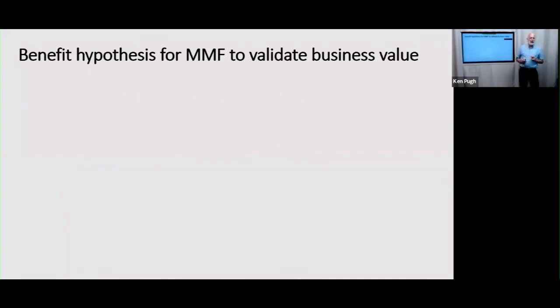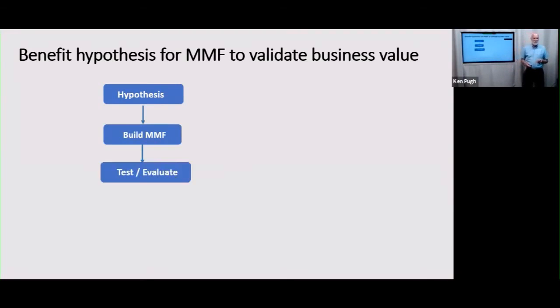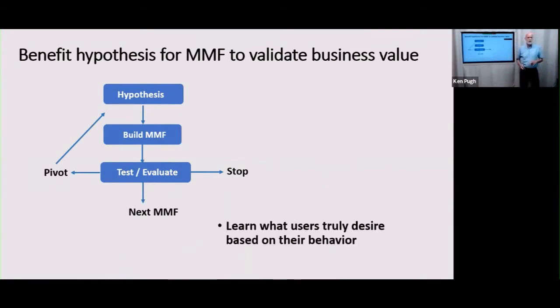So we're going to have a benefit hypothesis that's our test for the business value. We have a hypothesis. We build that small little MMF. We test it. We see whether it's working, whether people are actually utilizing it or not. And if they aren't, stop. Think of something else. Yep, it looks like they're doing it. Nothing else to do with it. Let's go to the next MMF. Or if we just make this one little change, let's pivot and we'll try it again. So what we're going to do is learn from the users what they truly desire based on their behavior. They're the only ones who can tell us.